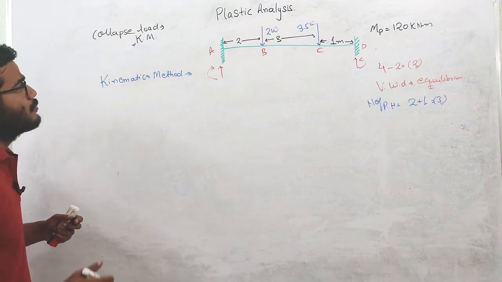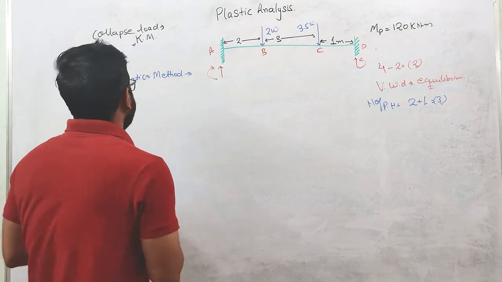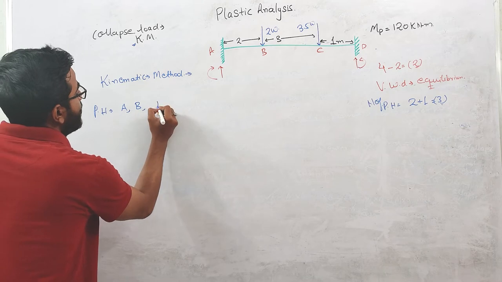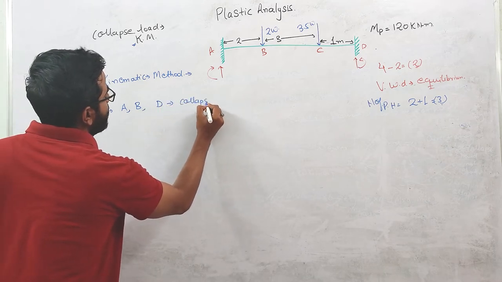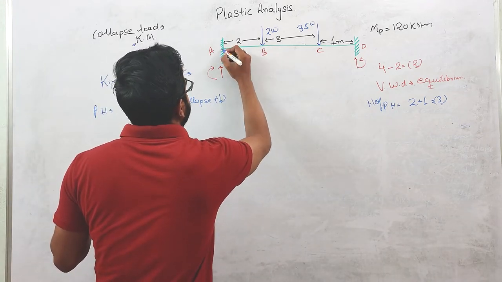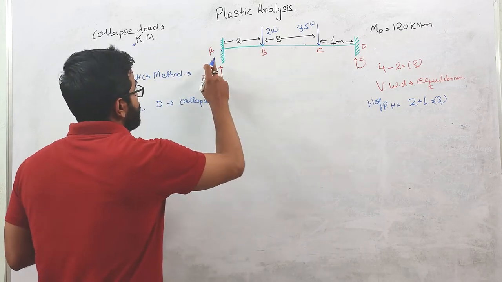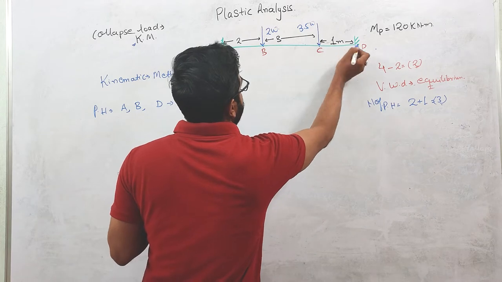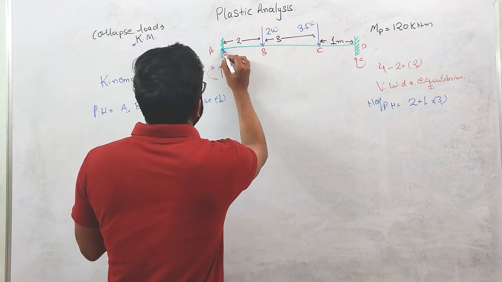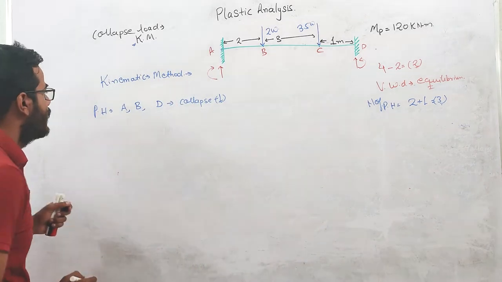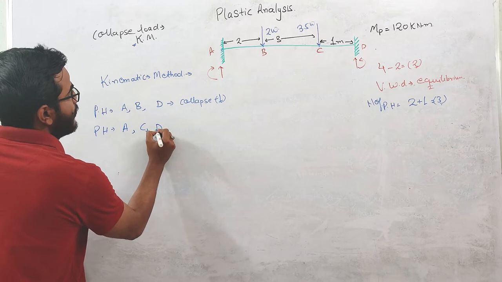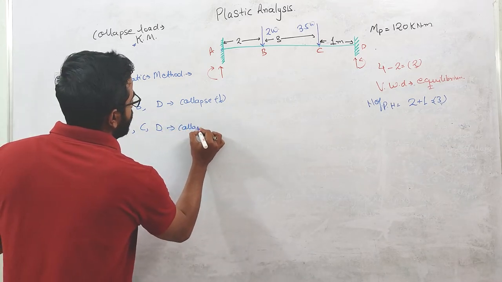So now the next step is to find the location of the plastic hinges. The plastic hinge can form at A, B, and D. So this is collapse mechanism 1. Actually, the plastic hinge can also form at A, C, and D. But we require 3 plastic hinges for collapse. So I am taking the first case, the plastic hinges forming at A, B, and D. The second collapse will be when plastic hinges form at A, C, and D. This is collapse mechanism 2.